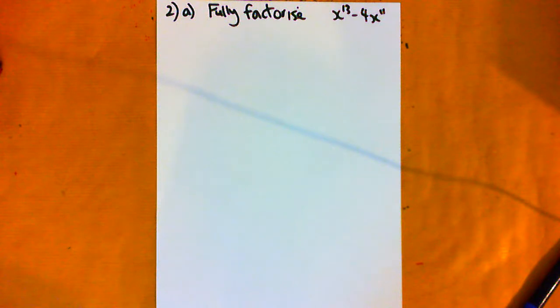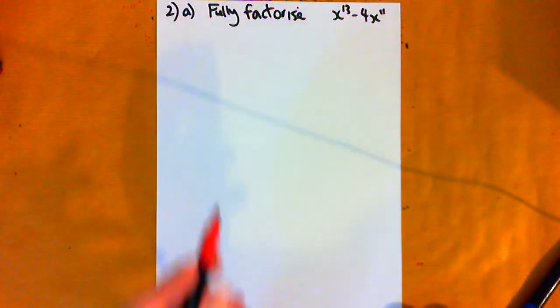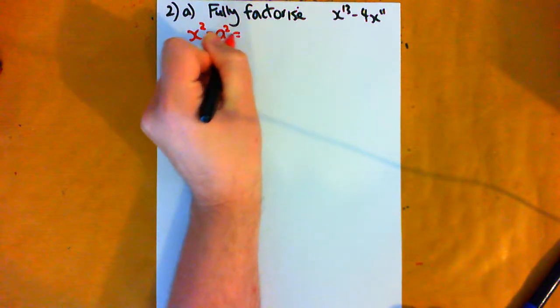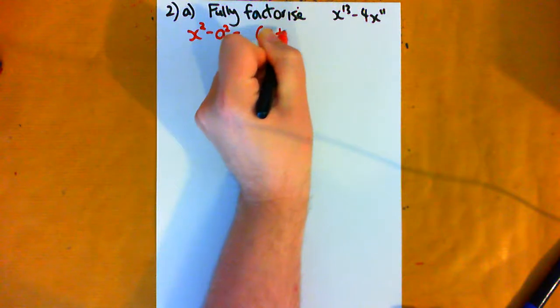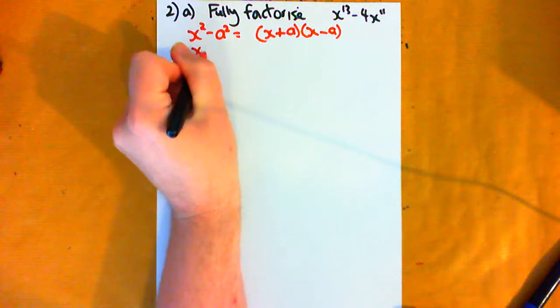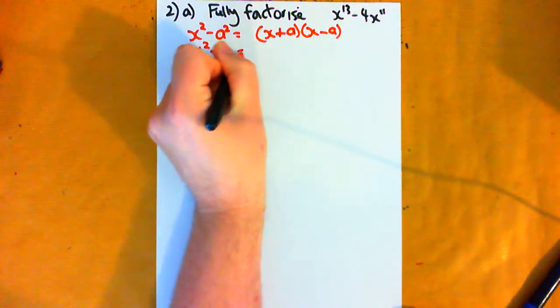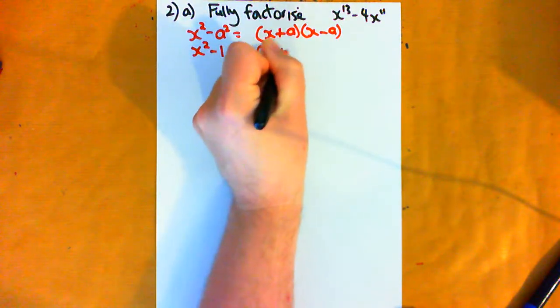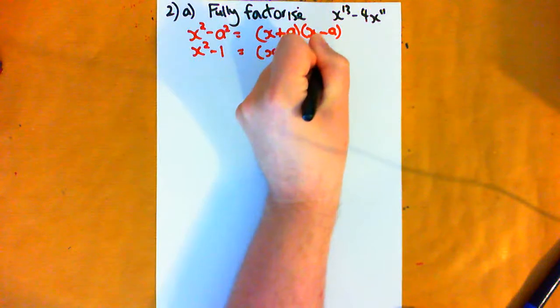We have to factorise the expression x to the power of 13 minus 4x to the power of 11. But before I do so, I'd like to go over the difference of two squares rule. So if we've got x squared minus a squared, that factorises into x plus a times x minus a. So, for example, x squared minus 1 is 1 squared, so that factorises into x plus 1 times x minus 1.